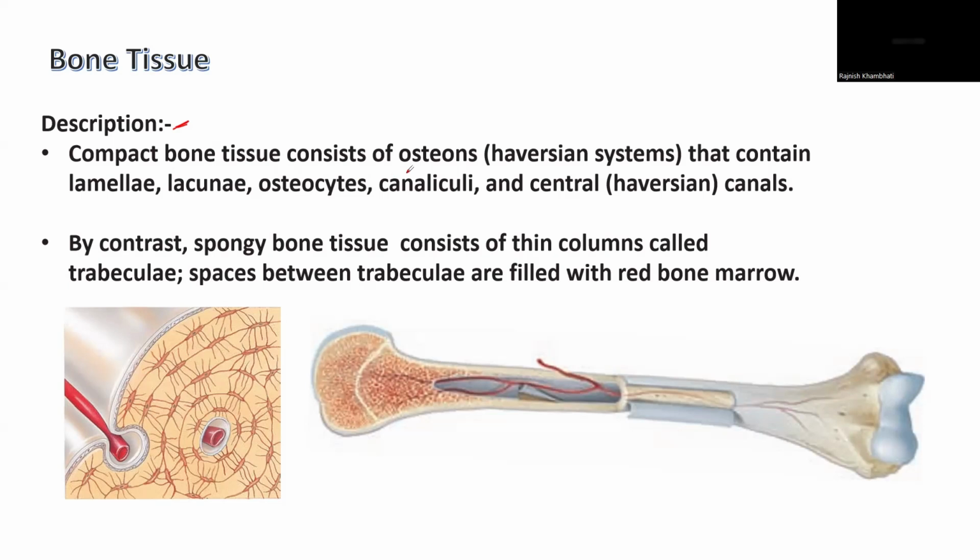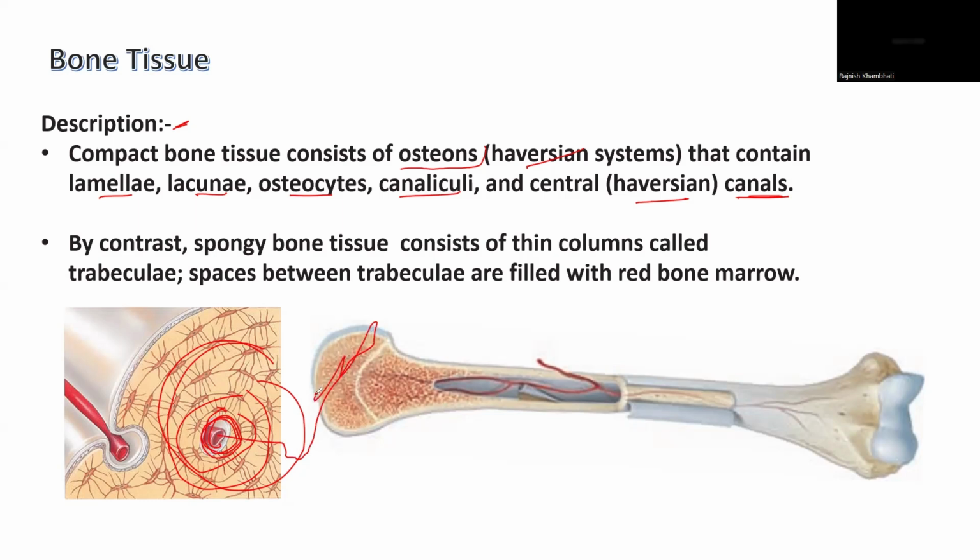Compact bone tissue consists of osteon. Osteon means Haversian system, okay? That contains lamellae, lacunae, osteocyte, canaliculus, and central Haversian canal. Now, from this diagram, you have to understand that osteon means this circle structure. You see this circle structure is called osteon. And in between, you can see in the center, this is the portion, an empty structure. That is where a blood vessel is coming.